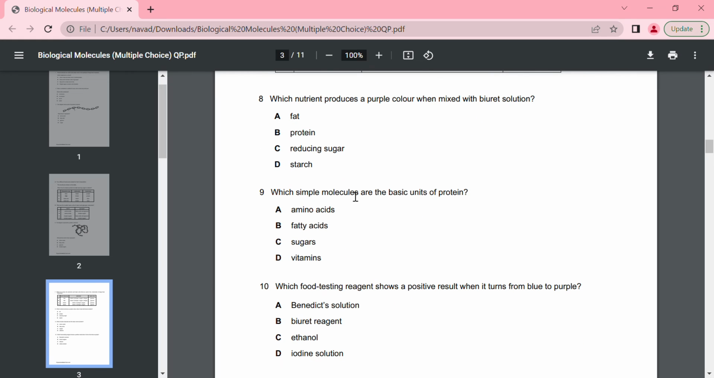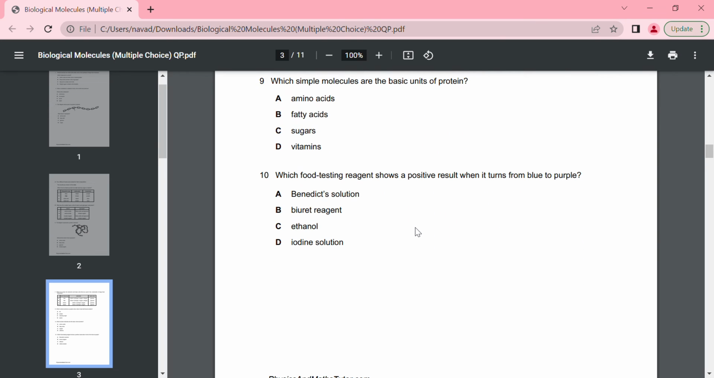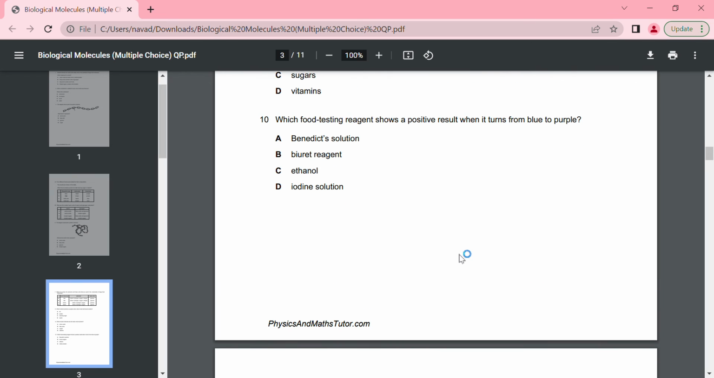Question number 8. Which nutrient produces a purple color when mixed with Biuret solution? Biuret solution is the test for proteins. So if protein is present, the solution turns from blue to purple or lilac. So our correct option will be B, which is protein. Question number 9. Which simple molecule are the basis of proteins? Again, amino acids.